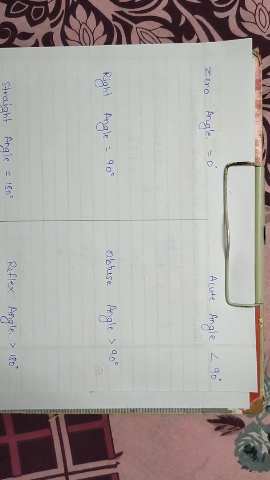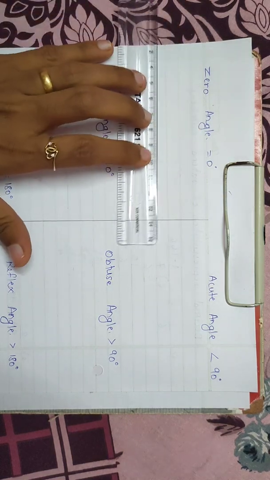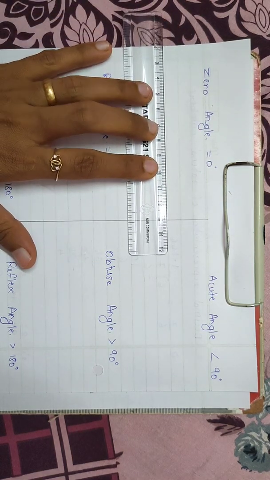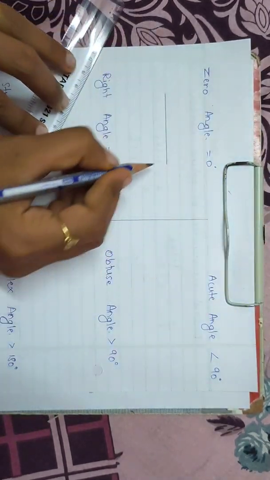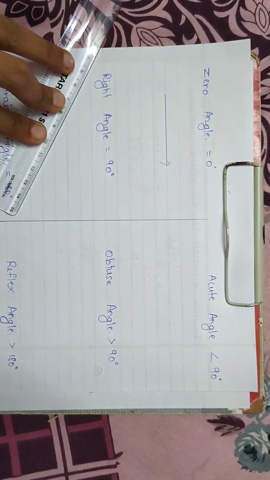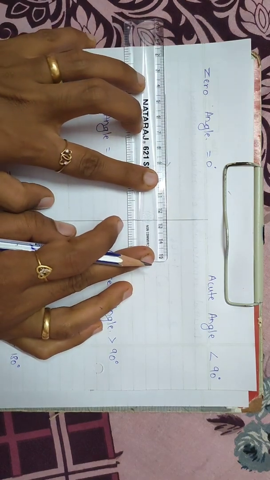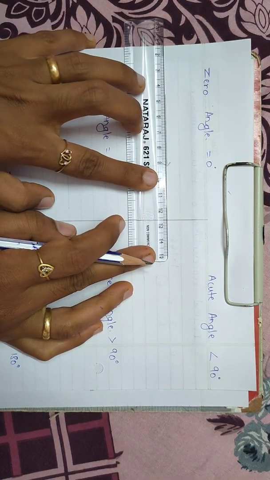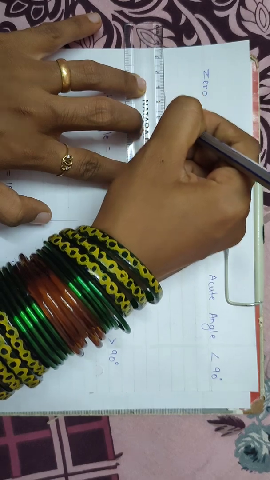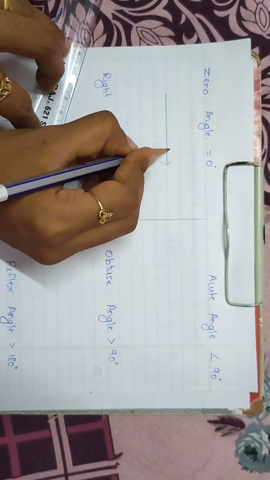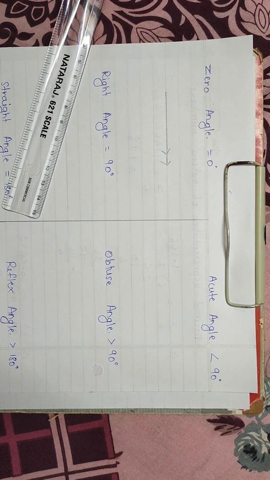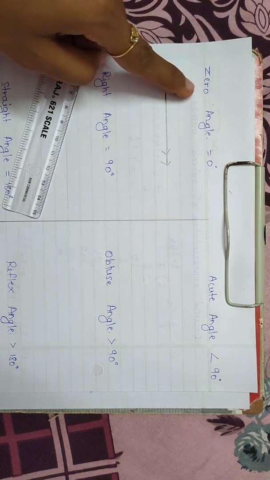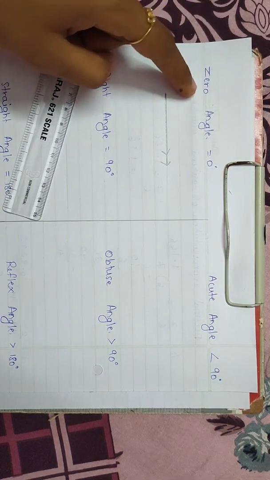First one is zero angle. When the two lines have 0 degree between them. Suppose this is the first line. And on that line only there is one more line. So how much degree does it form? It forms 0 degree. So that type of angle is called a zero angle.